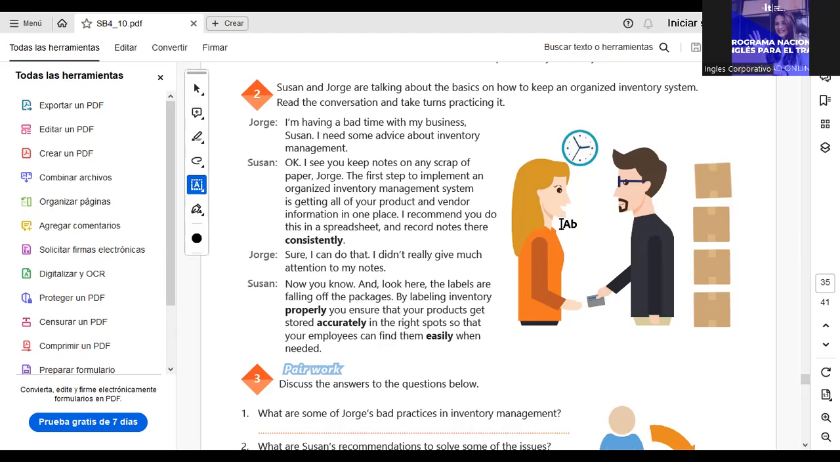Sure, I can do that. I didn't really give much attention to my notes. No, you know. And look, the labels are falling out of the package. By labeling inventory properly, you ensure that your product gets stored accurately in the right spot so that your employees can find them easily when needed. Okay, perfect.